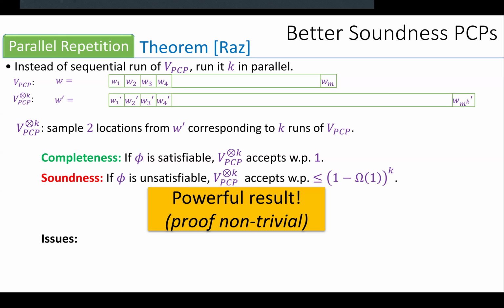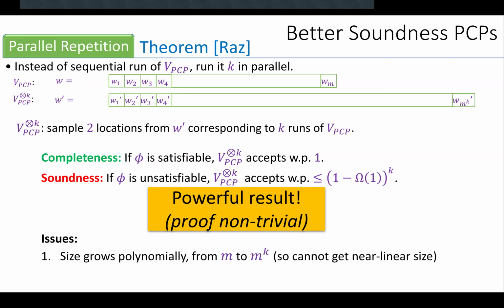So this is the theorem, but again, I'm going to complain about some issues. So one issue is that the size of the proof increases polynomially. If I want to drive this number to be very small, I'm going to put k as a large constant, and then I go from a proof of size n to size n to the k, which is a lot. So in particular, we cannot get any linear size.